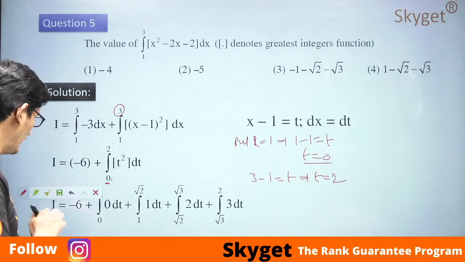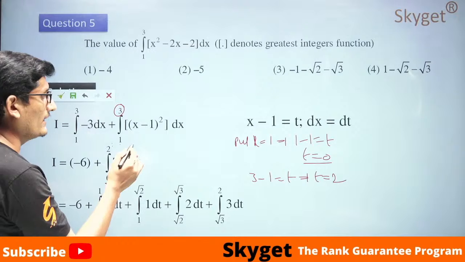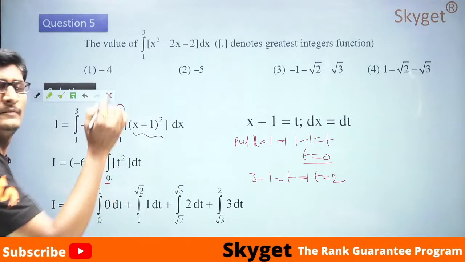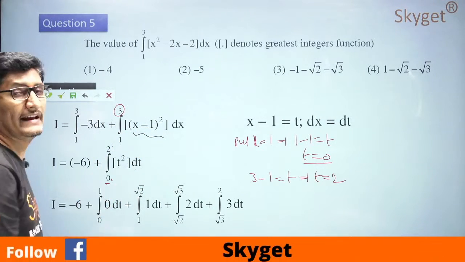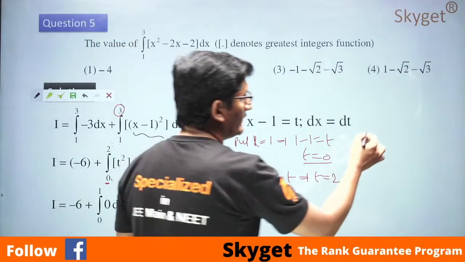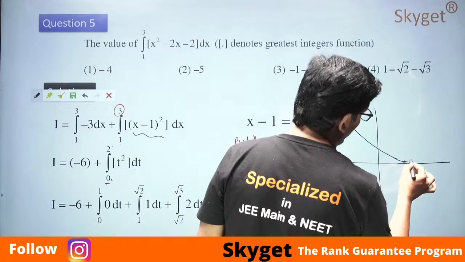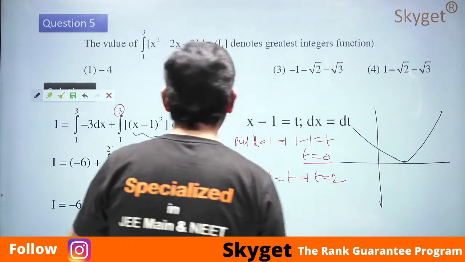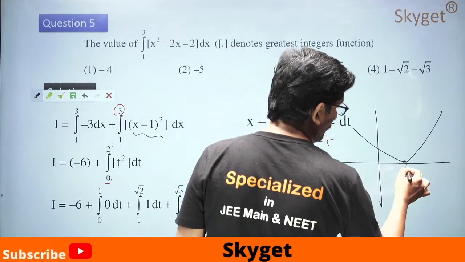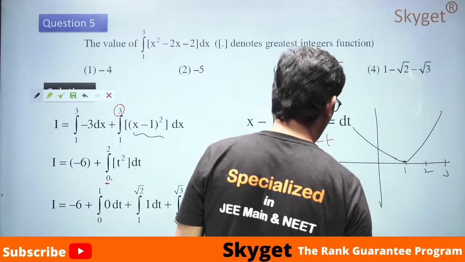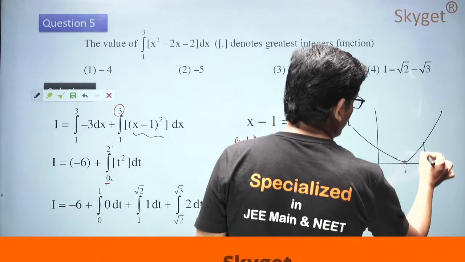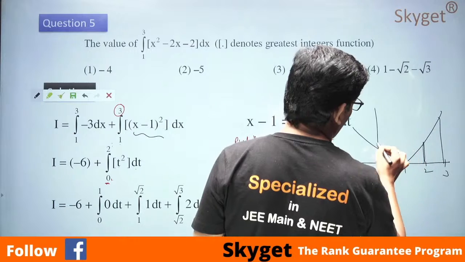Step of t square dt. Okay, so what's the curve here? Parabola. What is the curve here? X minus 1 whole square. See the curve y equals x minus 1 whole square, we get like this. Okay, so first here we get the points 1, 2, 3, and this is the region we get here.